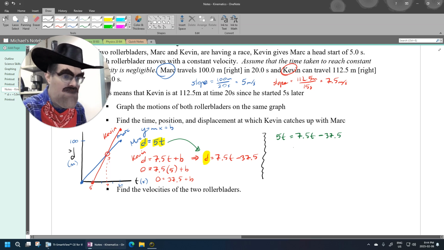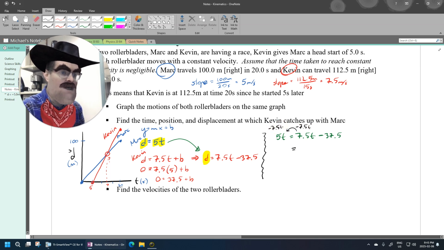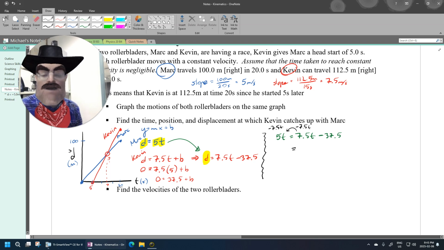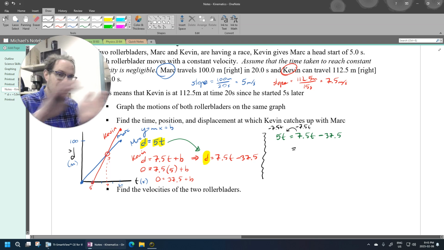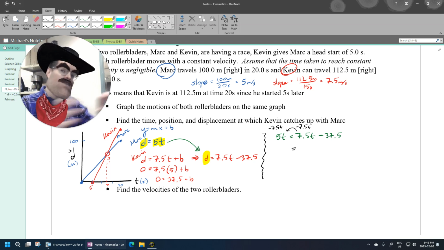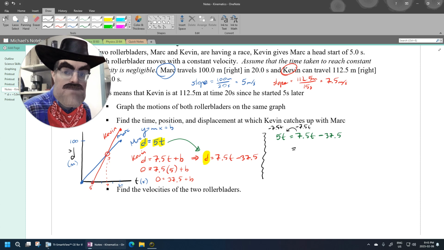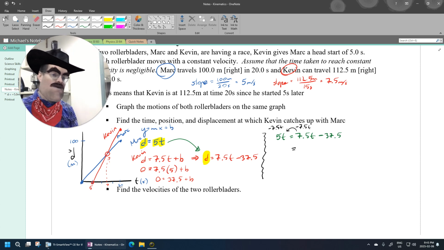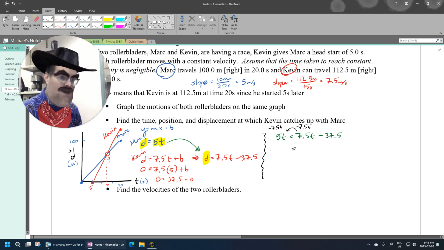All right? So I'm going to rearrange this. I'm just going to subtract the 7.5t over. Like if I'm going to solve for x or y or other variables, you want all those variables on one side of the equation, and then you put on the other side the 37.5. All right? So subtracting that over, we get negative 2.5.